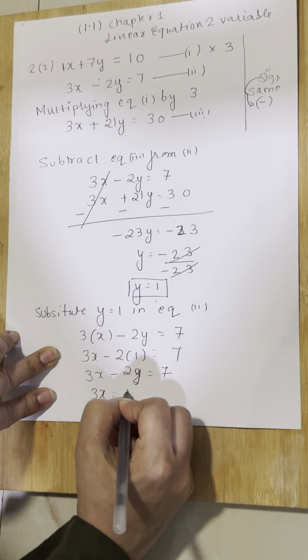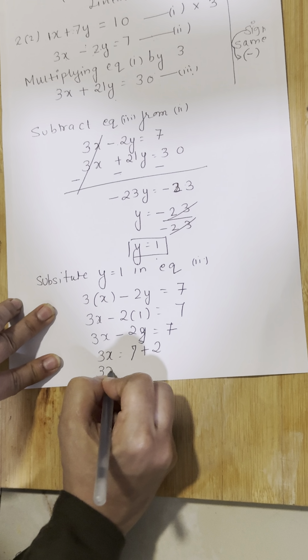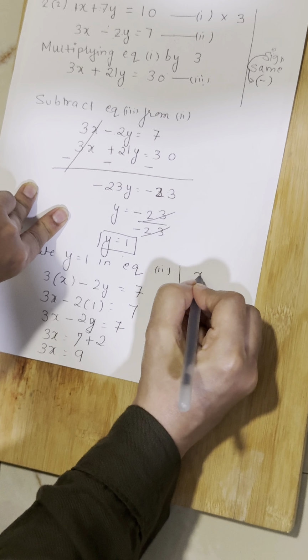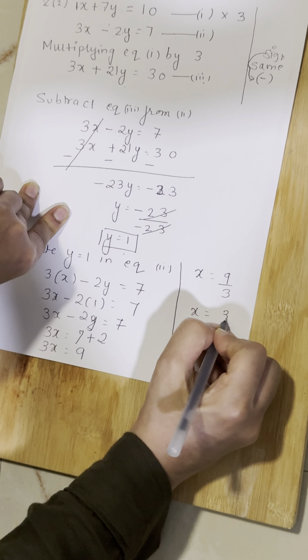3x, 2 goes that side, plus 2. So 3x is equal to 9. So x is equal to 9 upon 3. x is equal to 3.